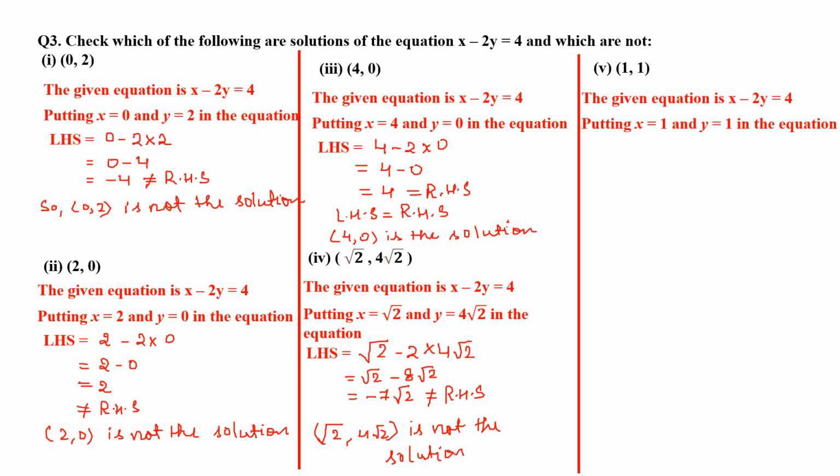Now the last one is (1, 1). So again now here you have to put x as 1 and y as 1. So 1 minus 2 into 1, which will give 1 minus 2, which is minus 1. Again it is not equal to RHS. So I will say (1, 1) is not the solution. Okay, it is not the solution of the given equation. So that's all you have to do for this question. Now I will be solving the last question, which is question number 4.